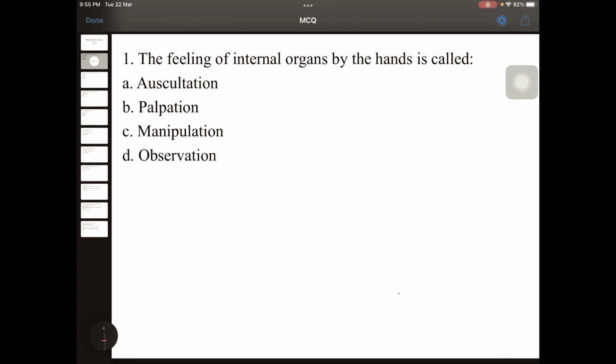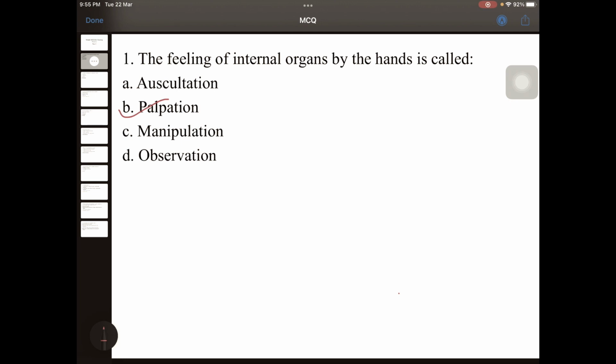The first question is, the feeling of internal organs by the hands is called option A, auscultation, option B, palpation, option C, manipulation, option D, observation. So the correct answer is palpation.